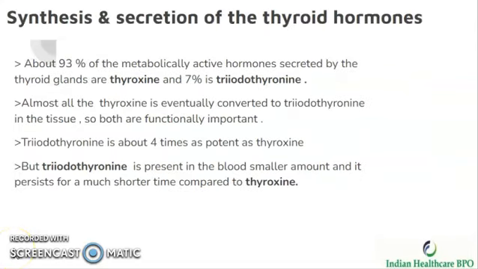Talking about the synthesis and secretion of thyroid hormones, about 93% of the metabolically active hormones secreted by the thyroid gland are thyroxine and 7% is triiodothyronine. Almost all the thyroxine is eventually converted to triiodothyronine in the tissues. So both are functionally important. Triiodothyronine is about 4 times as potent as thyroxine, but triiodothyronine is present in the blood in a smaller amount and it persists for a much shorter time compared to thyroxine.